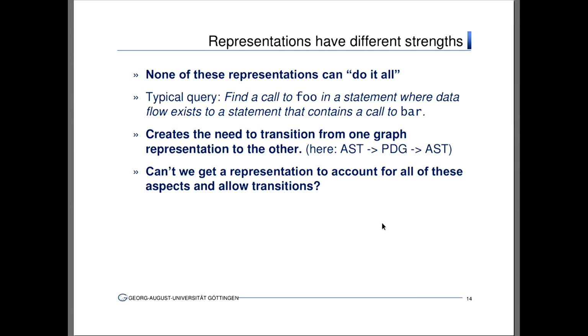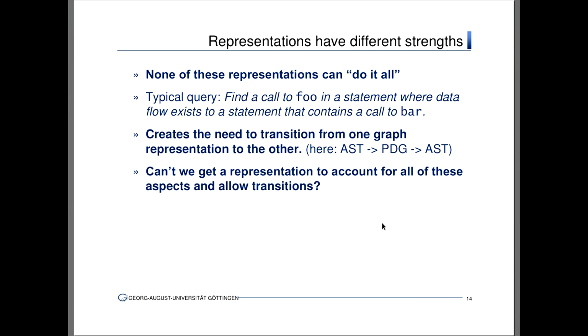First you're saying, find a call to foo, which means, well, in the syntax tree, there needs to be a node which is call to foo. But then you want to take a look at data flow. Now you want to see, can I get from this statement to another statement? And here, the abstract syntax tree fails completely, and instead you want to use something like the PDG. So you want to transition from the AST to the PDG, and then again to the AST.